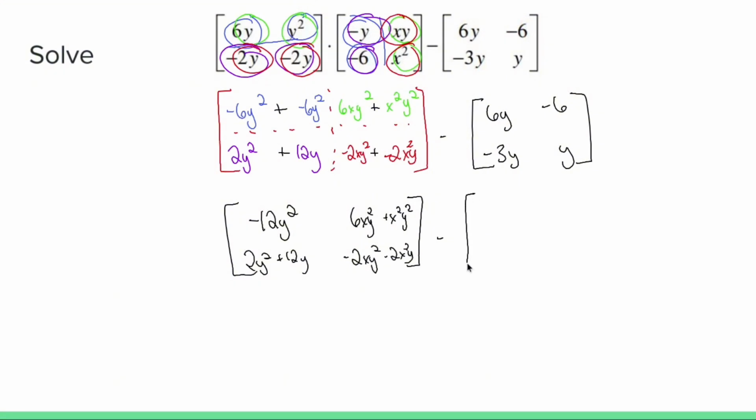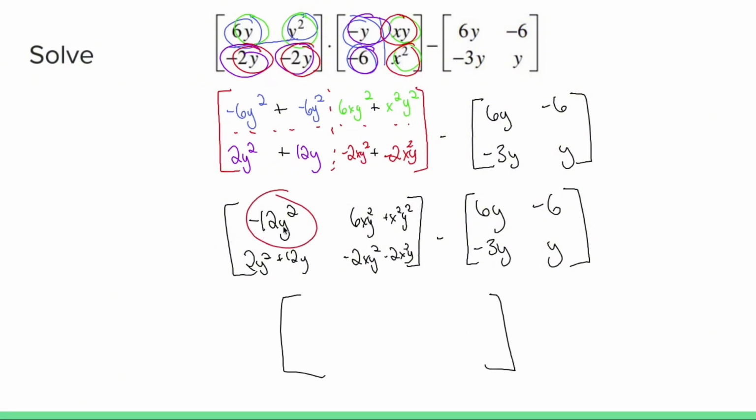And after all of that, we still have this matrix floating around. Now we are subtracting a 2 by 2 minus a 2 by 2, which is perfectly allowable. And what we'll get is a 2 by 2. Right? So the first element: negative 12y squared minus 6y has no combining, so it just ends up being that.